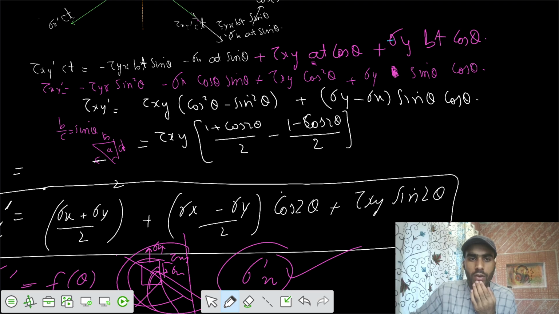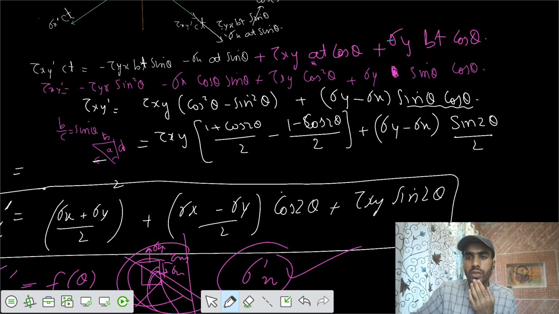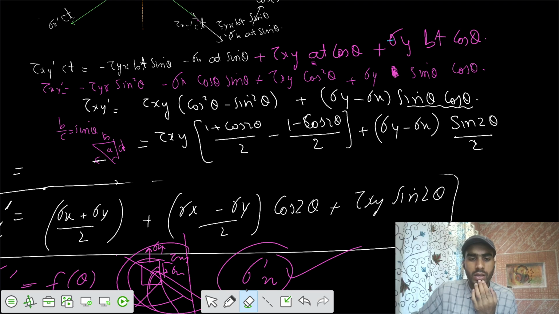So we got these two values. Then we write sigma y minus sigma x. Do we know what sine 2 theta is? Right, it is sine 2 theta by 2. You know that sine 2 theta is 2 sine theta cos theta, so we can write it in this fashion also. Let's simplify it one more step and see if something gets cancelled here, with 1 by 2 and 1 by 2.